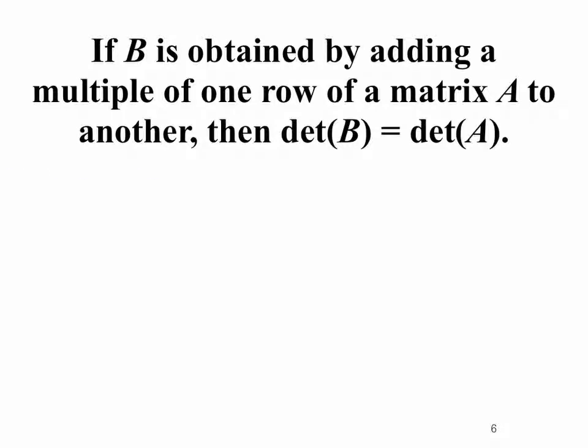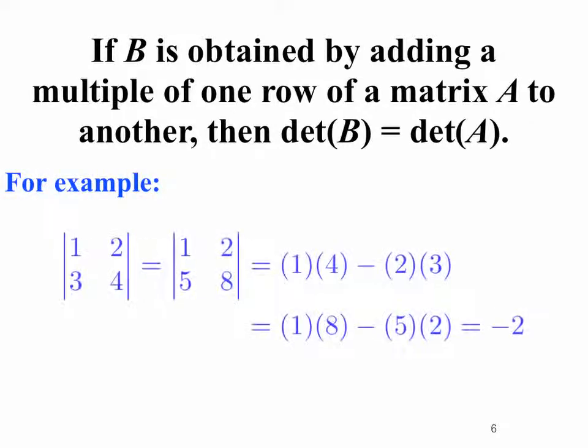So let's look at an example. Consider the matrix 1, 2, 3, 4, and then 1, 2, 5, 8, which we got as you see down there. We took 2 times row 1 and added that to row 2. Notice that the determinant of 1, 2, 5, 8 is minus 2, which is exactly the determinant of 1, 2, 3, 4.